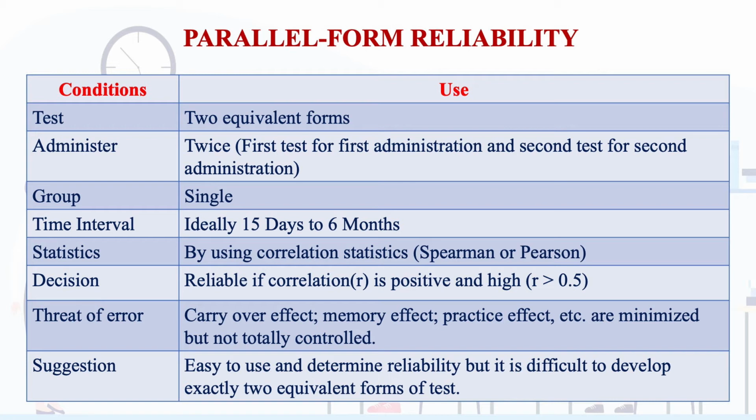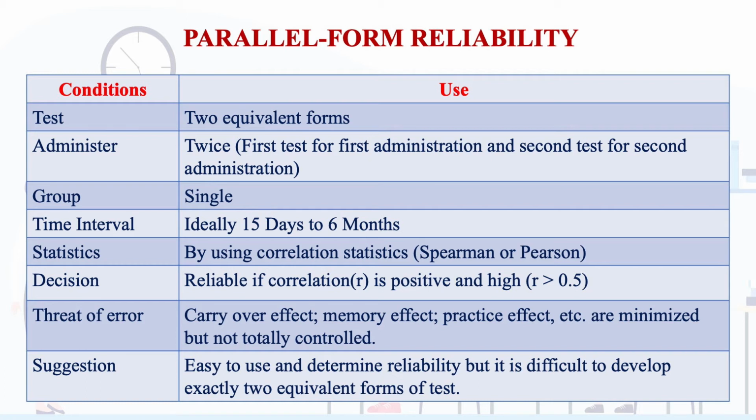So let us try to understand what procedures you have to follow for using parallel form reliability. First of all, two equivalent forms of the test you have to prepare. So you have to prepare two parallel tests. That's why the name is parallel form reliability. That means two tests will be developed, taking from the same content, from the same objective areas, same time interval, same types of questions. Okay, but here the items will not be repeated. Items will be different, but everything will be the same.